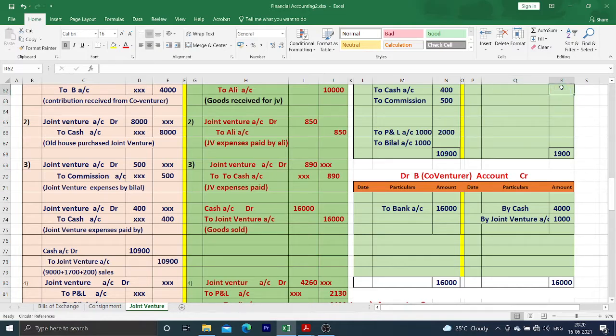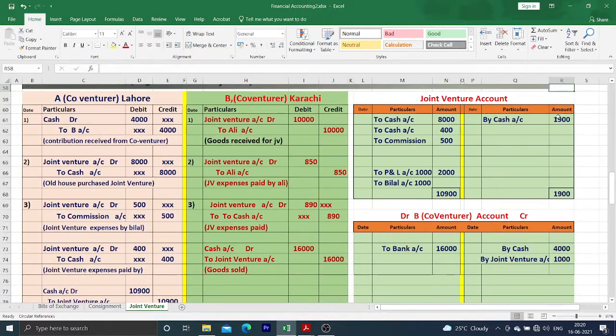2 times also we can write the journal, 3 times also we can write the journal. First time 1,700, second time 9,000, second time 200, and third time 9,000 also we can write.